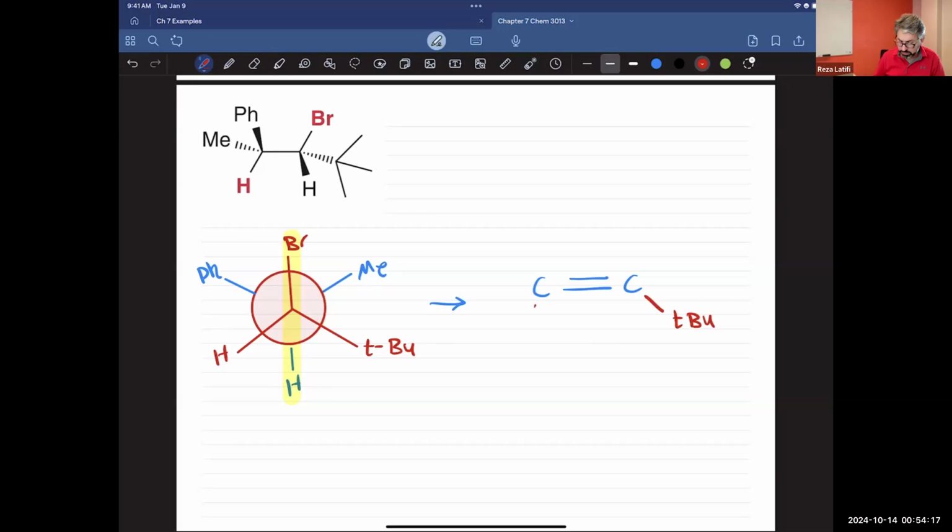So we have tertiary butyl, and tertiary butyl is going to be on the same side with the methyl. So methyl is going to be here, and the phenyl is going to fall here, and hydrogen is going to fall there. This is going to be the first priority, and this one will be the first priority. So that's going to be the E isomer. Okay.